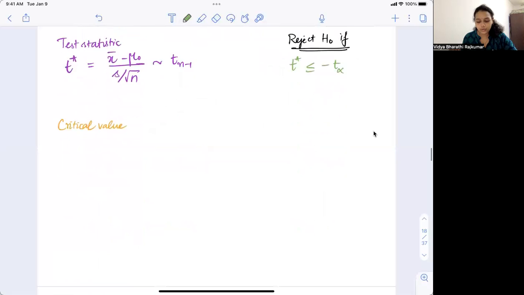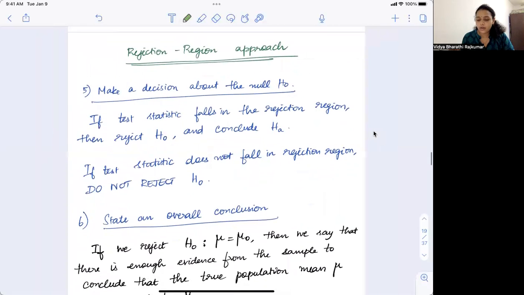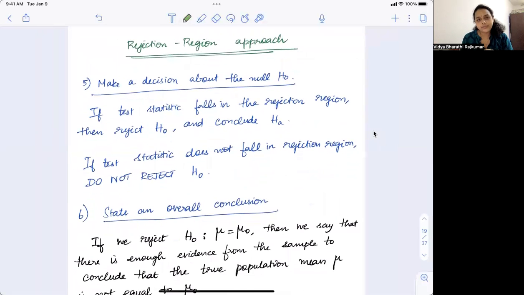A very related approach is called the p-value approach. I'll do that in a separate video.